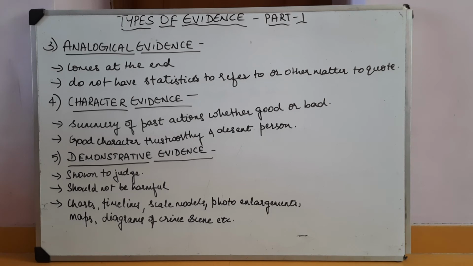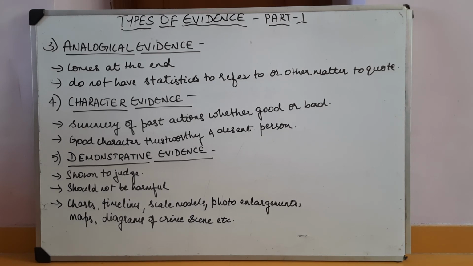Now coming to the third type of evidence, that is analogical evidence. Analogical evidence is underutilized evidence and usually comes into play at the end. It saves the day when one doesn't have statistics to refer to or any other matter to quote. The fourth one, that is character evidence. The character of a person is a general quality which is the summary of his or her past actions, whether good or bad. The same is considered to be vague and subjective.